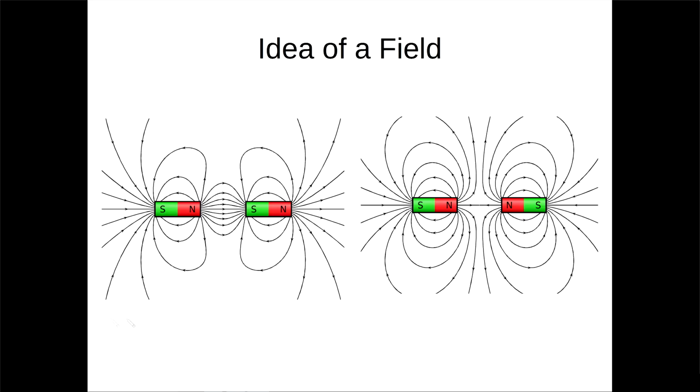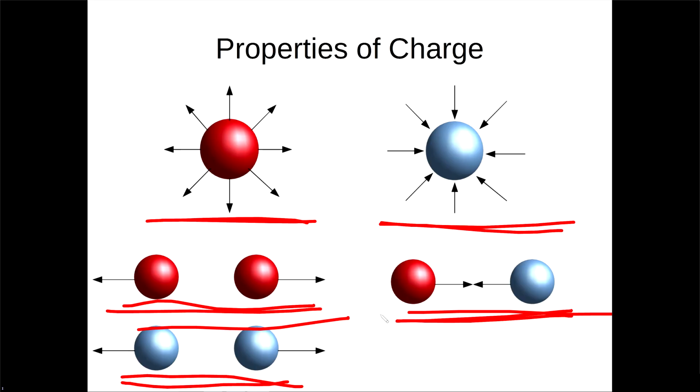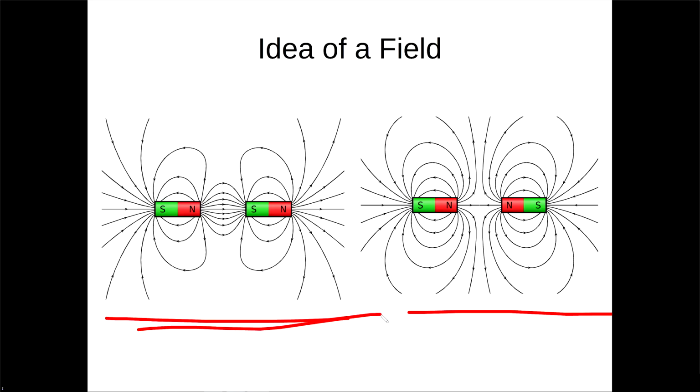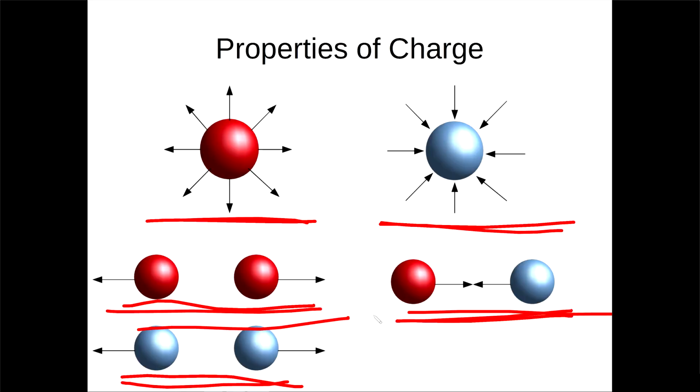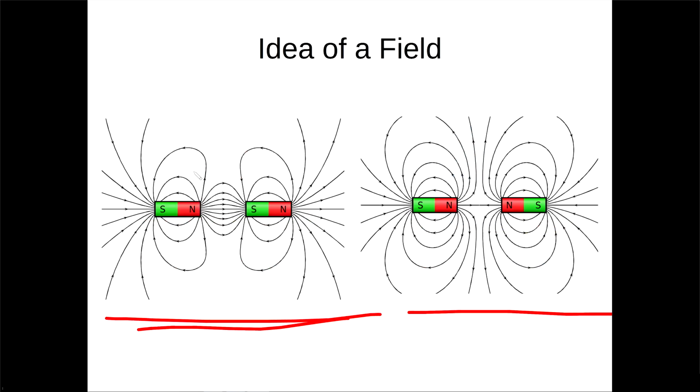We can see that here in this picture: these magnets have their opposite poles near each other, and they have an attraction force between them. So there are magnetic field lines that exist in a region around these magnets. Just like in the previous slide, we had these electric field lines that existed in an area around the charge. We have the same thing here.